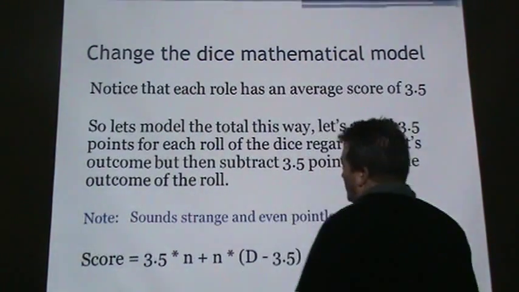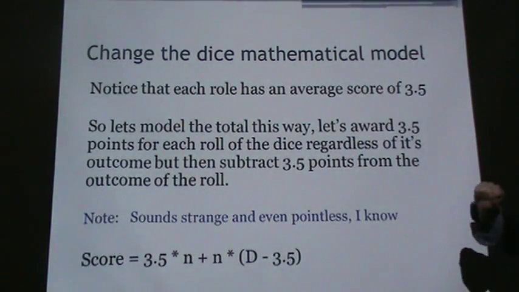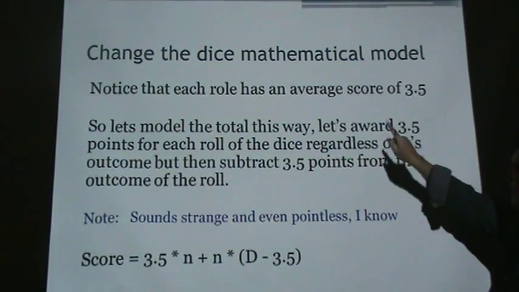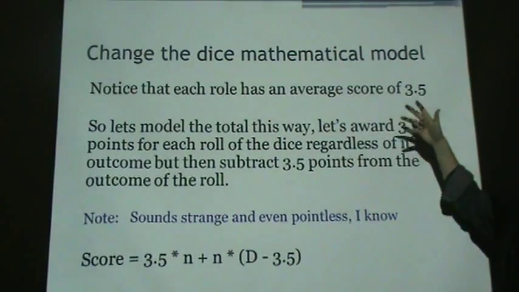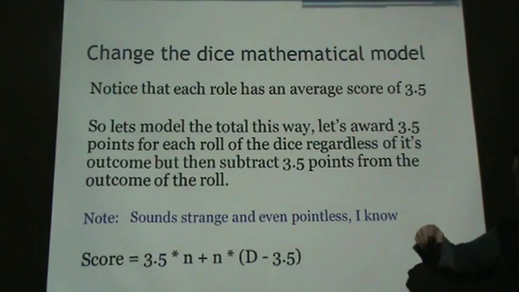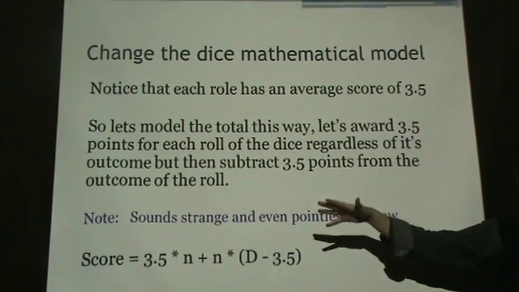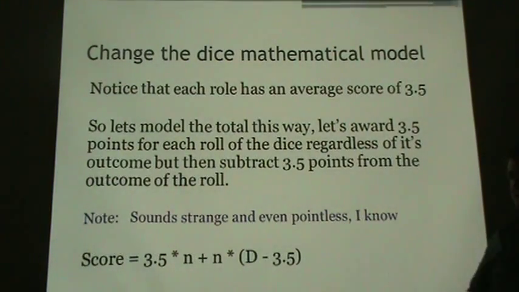So first of all, let's notice that every time you roll the dice, the expected roll of the dice is going to be 3.5, right? 1 plus 2 plus 3 plus 4 plus 5 plus 6, divided by 6, the chance of each coming out, comes out to be 3.5. So let's model rolling a dice n times. Let's model it this way.